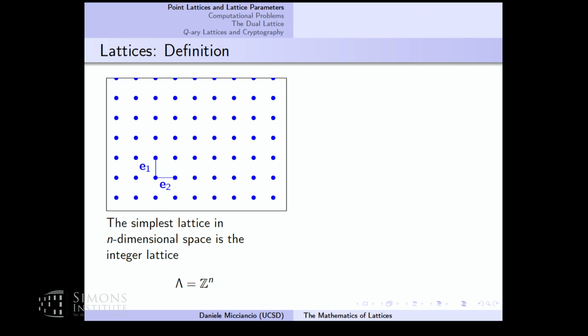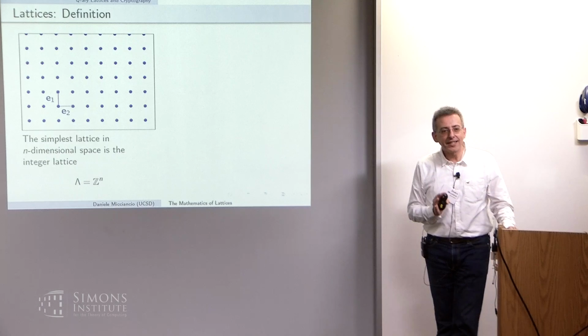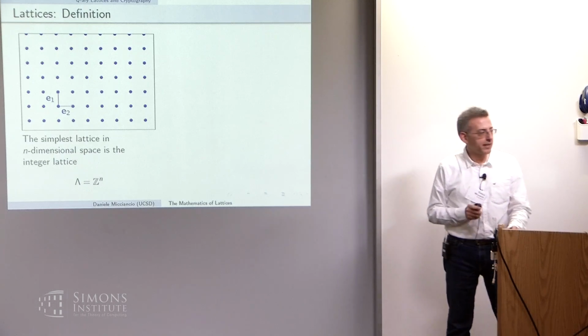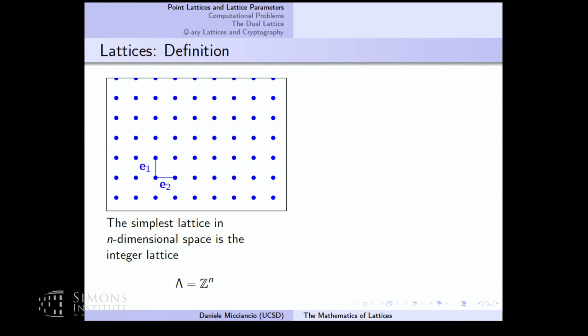A lattice is a set of regularly arranged points in Euclidean space. If I were to draw that on the board, it wouldn't be a lattice. So, okay, what is a lattice? Let's start with a simple example. The simplest example of a lattice is Z^n, the set of vectors in n-dimensional space with integer coordinates. So it's a discrete version of a vector space. You don't have a continuous space, you have a discrete set of points.